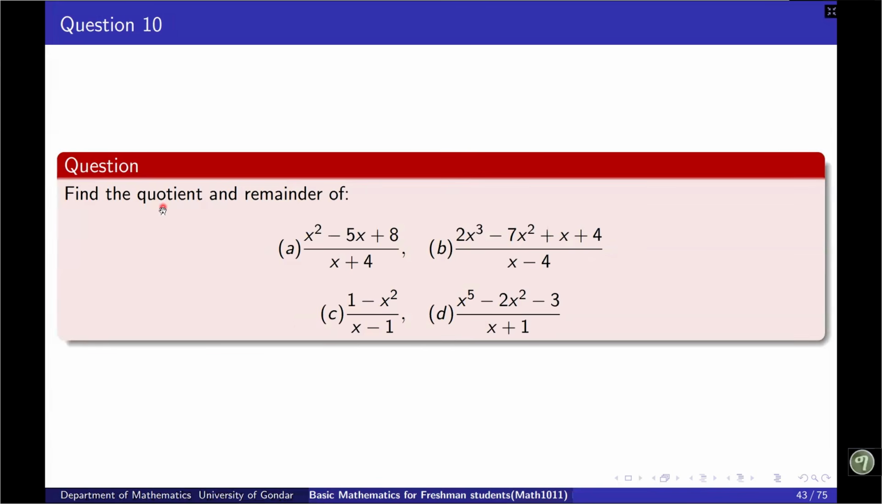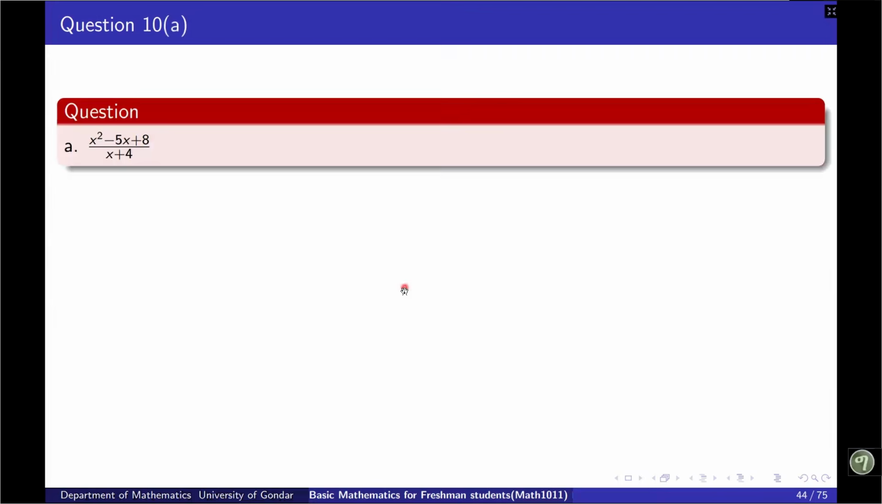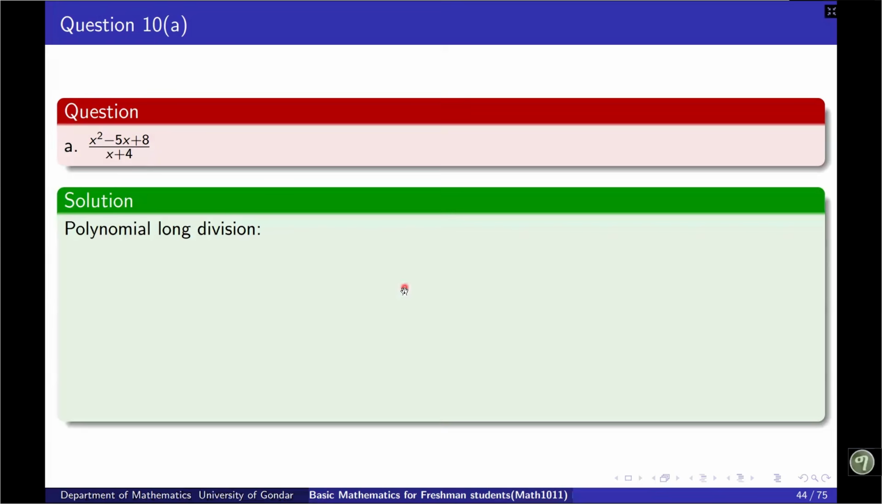Question number 10. Find the quotient and remainder of the functions given here. So let us see them one by one. Polynomial long division could be applied here. When we divide x squared, the leading term of the numerator, by the leading term of the denominator, we have x.